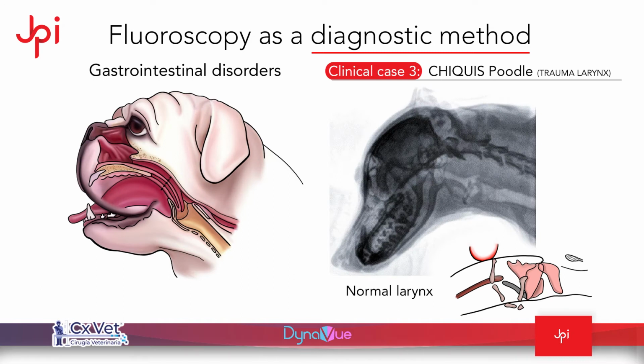Clinical Case 3. In the image on the left, we show the anatomy of the larynx, where only the elongated palate appears in a brachycephalic patient. And on the right-hand side, we see the normal radiographic anatomy in a dolichocephalic dog.